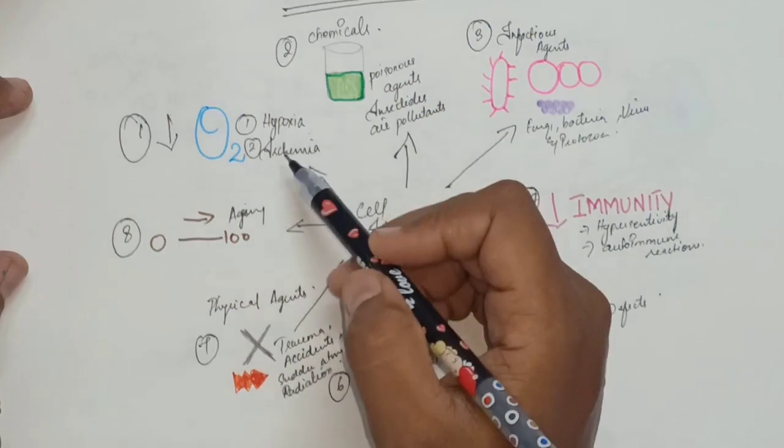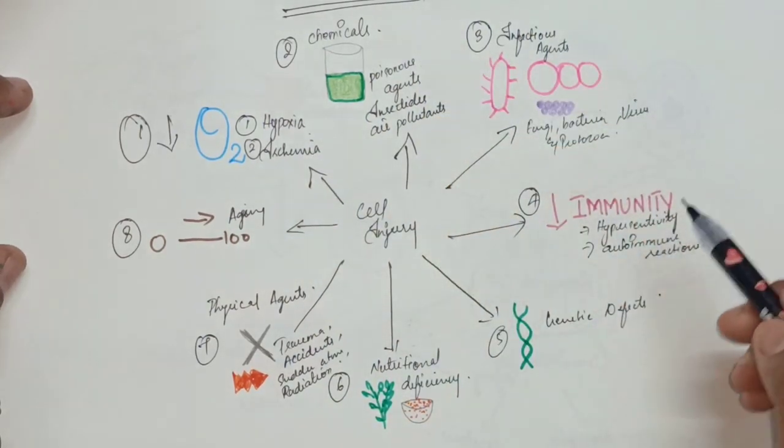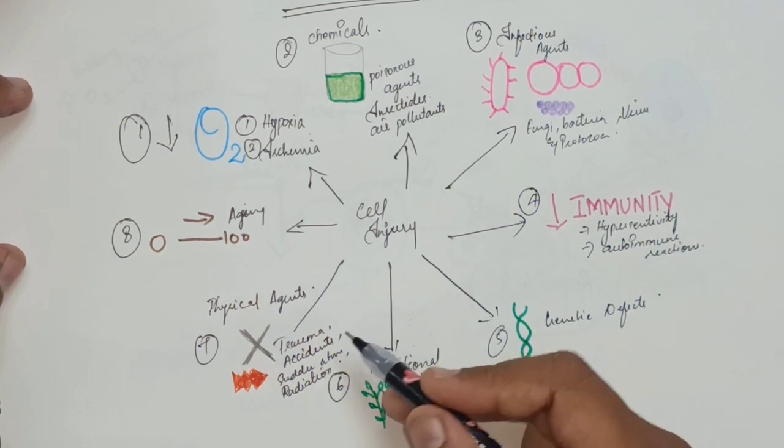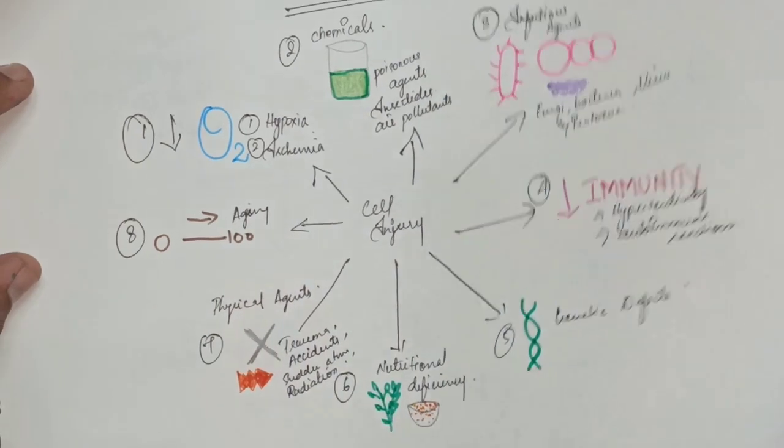What are the causes of cell injuries? First one is your oxygen depletion. It has two things, hypoxia and ischemia. Second one, chemical agents, infectious agents, immunological reactions which include hypersensitivity, genetic defects, nutritional defects, physical agents and aging.